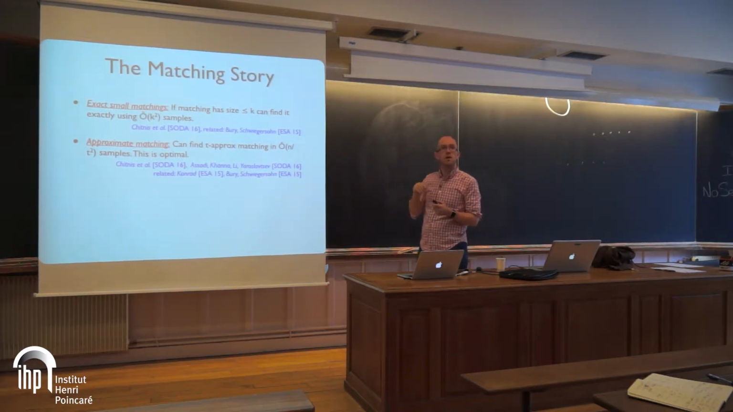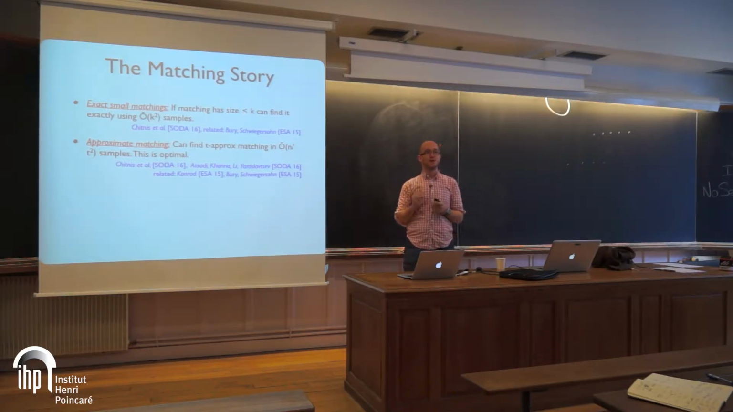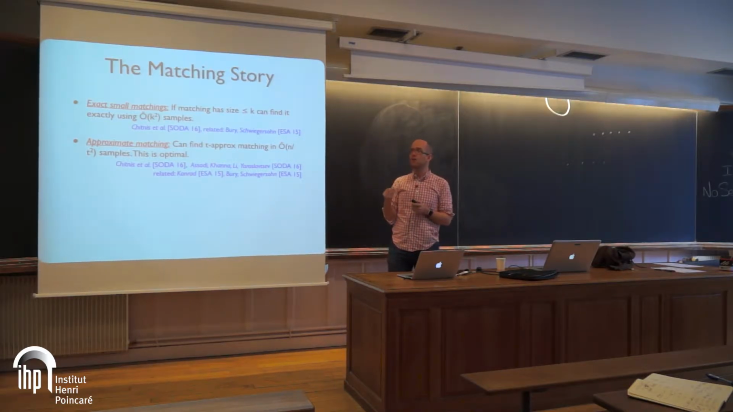Sorry, as I said, this should be n squared, this should be t to the 3. So if I want n squared divided by t to the 3 to be n, the approximation factor t is going to be roughly n to the third. n squared divided by t to the 3 is less than n squared for a large t. Yeah, that's what I'm saying.